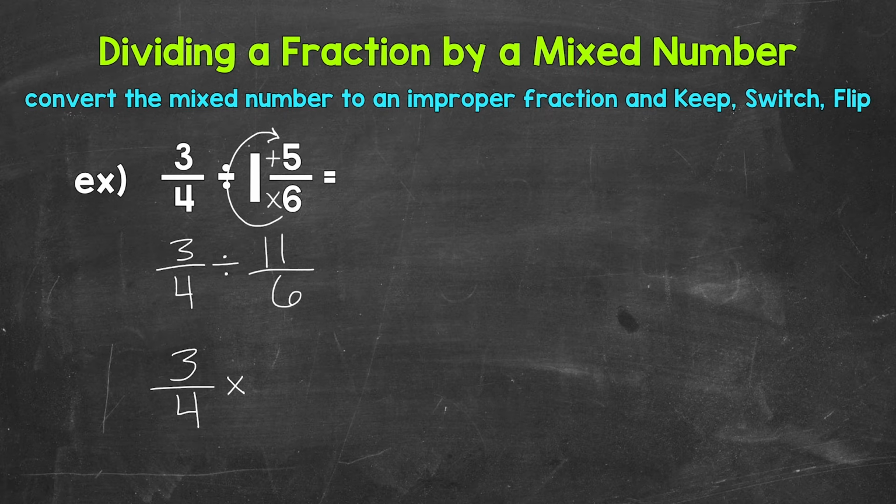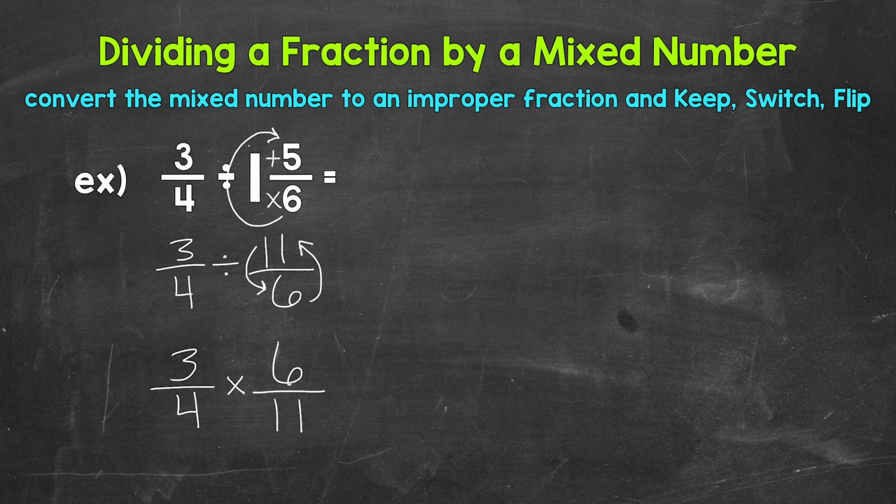Switch to multiplication, and then flip 11/6. So 6 is now the numerator, and 11 is now the denominator. So we have 3/4 times 6/11.